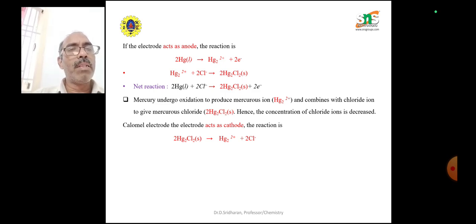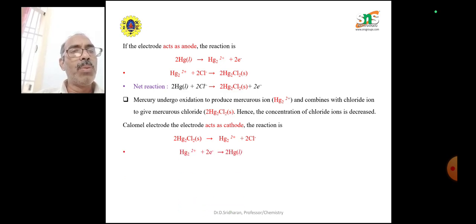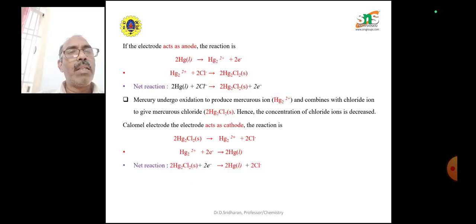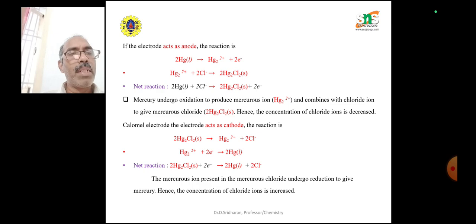When the calomel electrode acts as a cathode, the reaction is Hg2Cl2 gives Hg2 2+ plus 2Cl-, and Hg2 2+ plus 2 electrons gives 2Hg. This is the reverse of the previous reaction. The net reaction: Hg2Cl2 plus 2 electrons gives 2Hg (liquid) plus 2Cl-. The mercurous ion present in the mercurous chloride undergoes reduction to give mercury. Hence the concentration of chloride ion is increased.